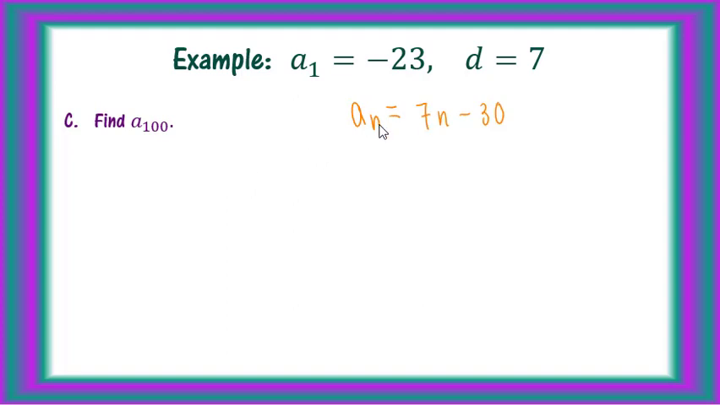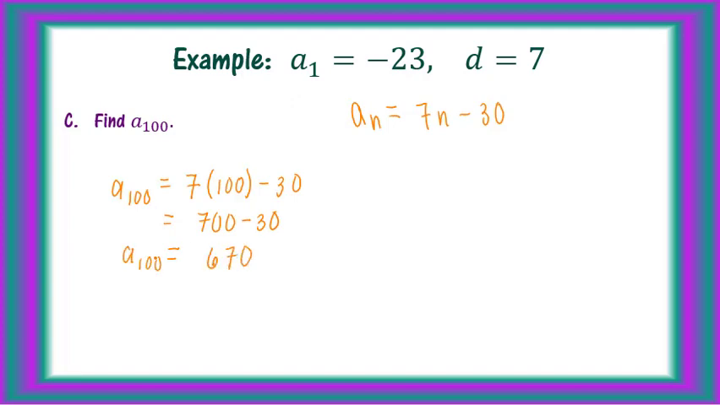So instead of a sub n, we're going to actually write a sub 100. Again, n is the position, so we're in the 100th position or looking at the 100th term. So we're going to actually substitute 100 for n and subtract 30. 7 times 100, 700, minus 30, we have 670 as the 100th term of this sequence.